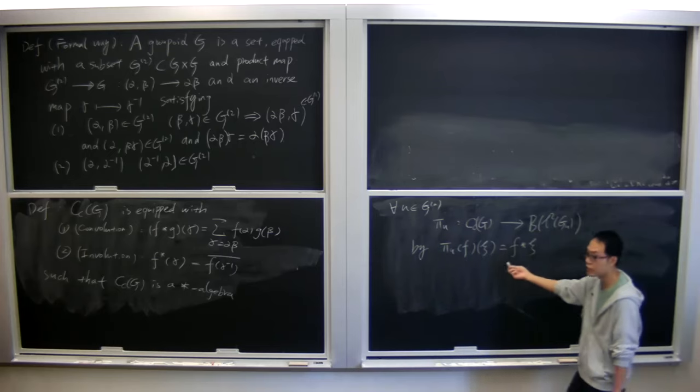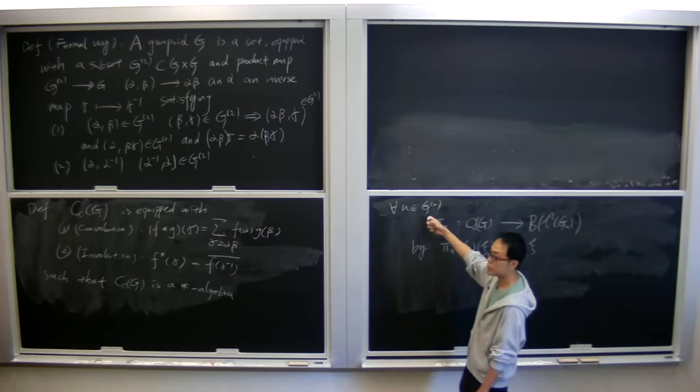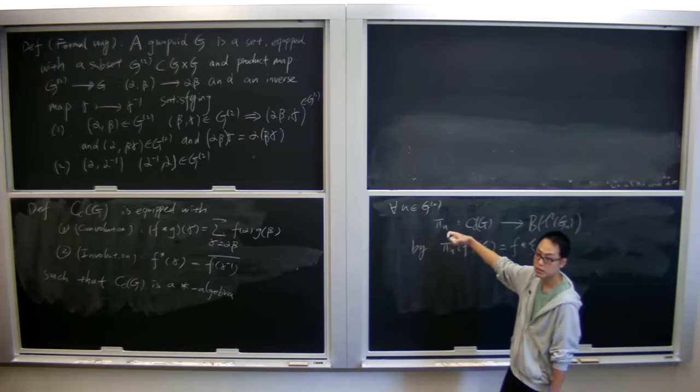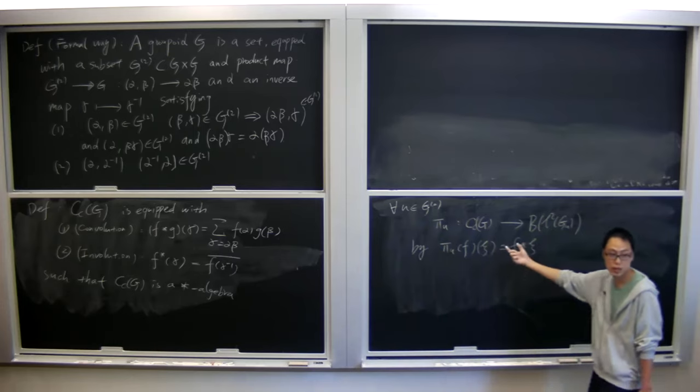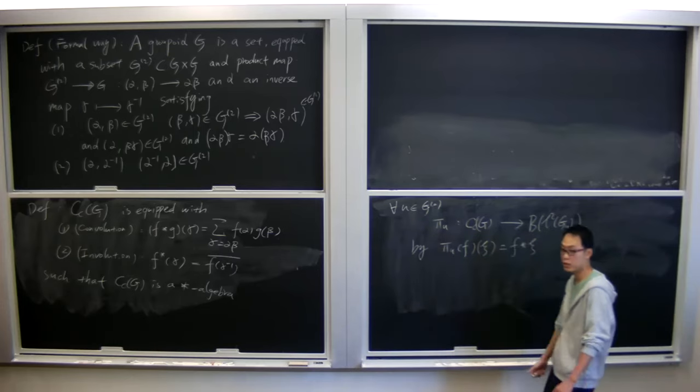And one can verify that if your G0 consists of only one point, that means you are actually dealing with the group case. So this is exactly the left regular representation.